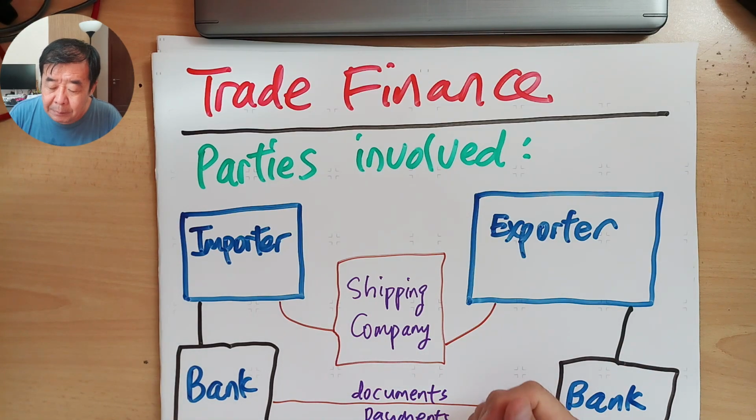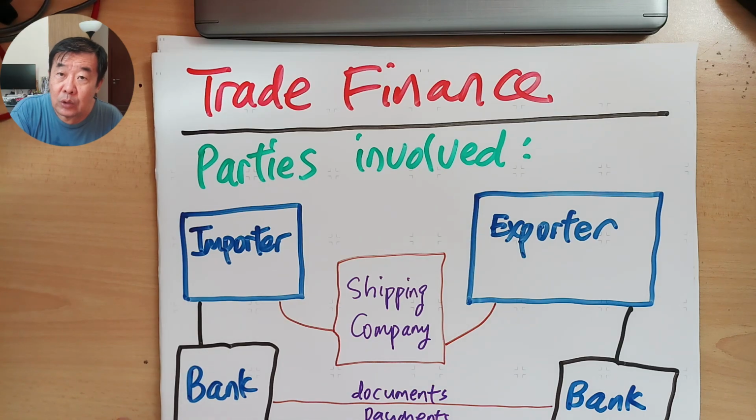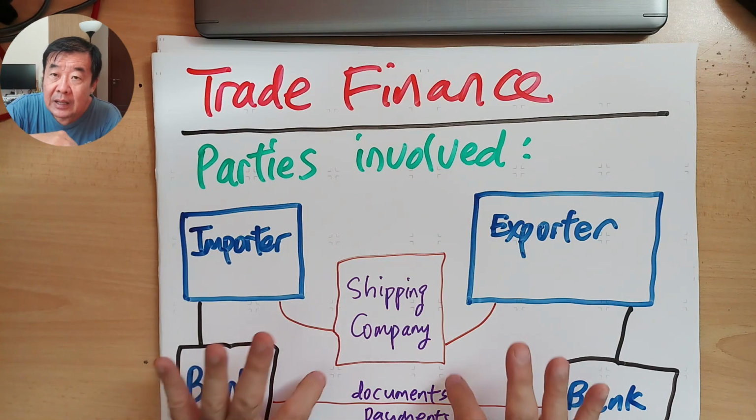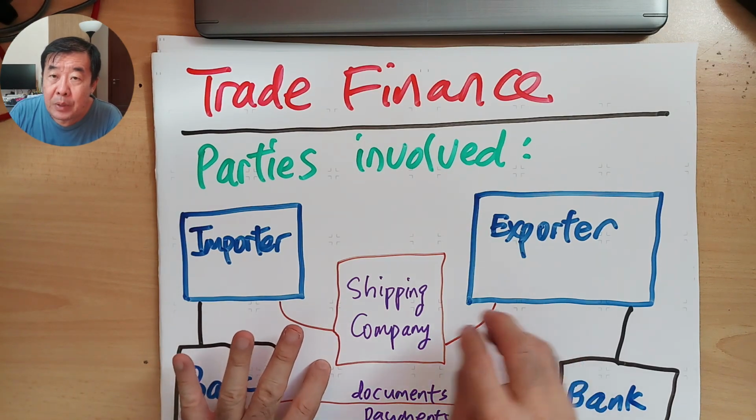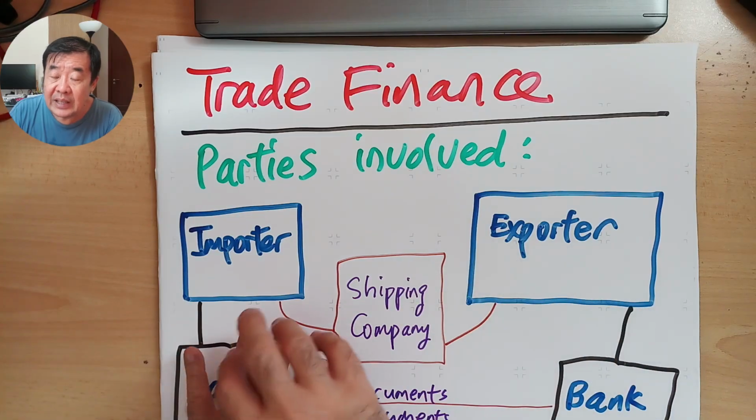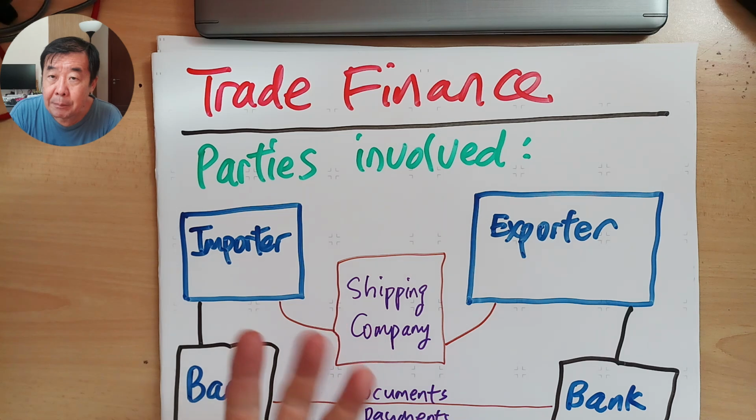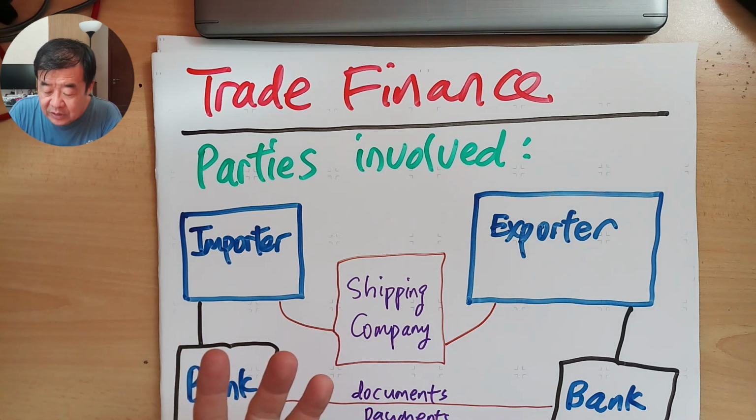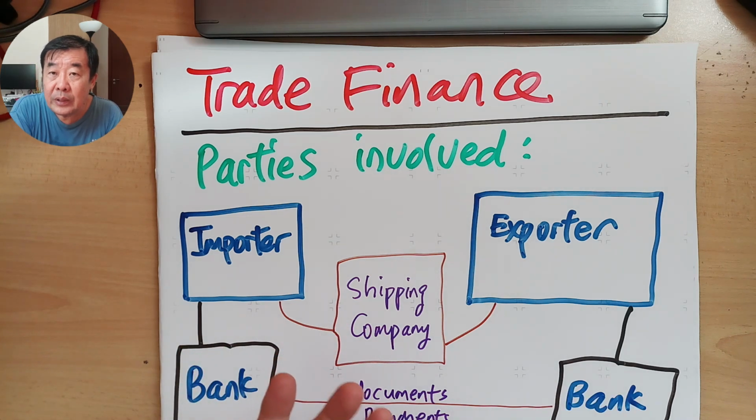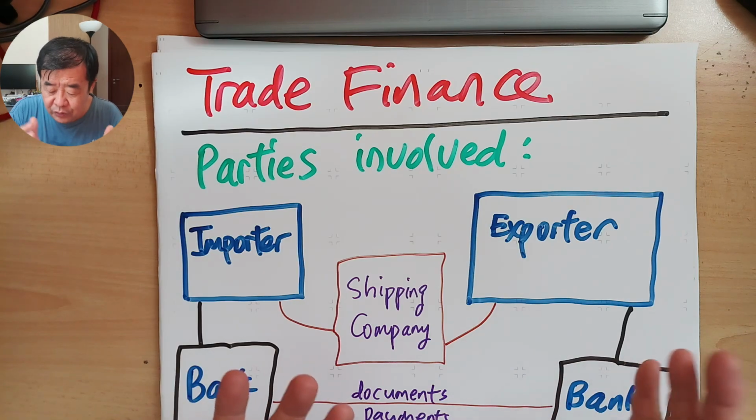So the shipping company is the one that brings over the goods from the exporter to the importer. And when the shipping company receives the goods and puts them on the vessel, they will issue a document called the bill of lading, to represent that the ownership of the goods has been transferred to the shipping company, and the shipping company will transfer this product all the way to the destination country.